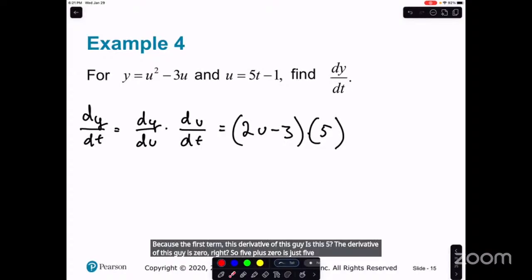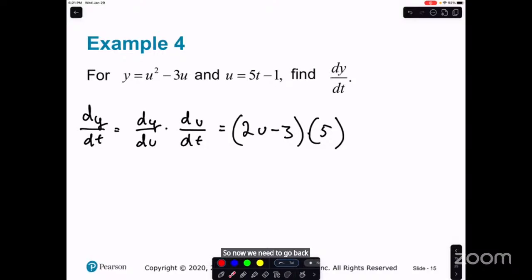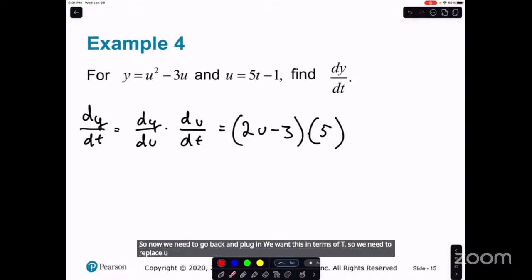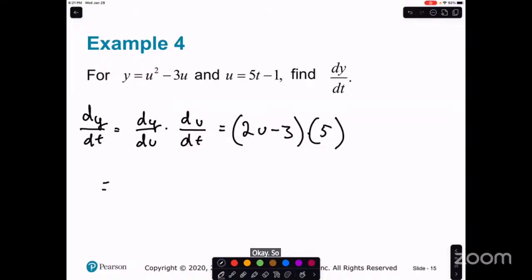So now we need to go back and plug in. We want this in terms of t, so we need to replace u with the full function in terms of t, okay? So this is going to be 2 times 5t minus 1 minus 3 times 5. And let's just simplify this.